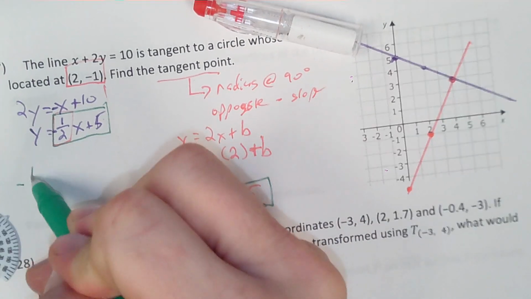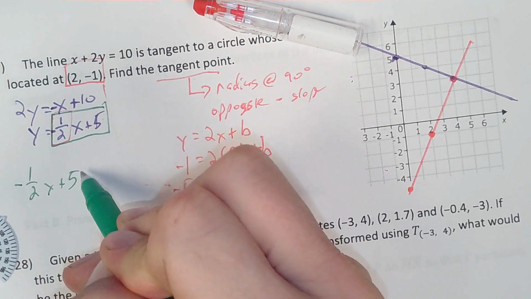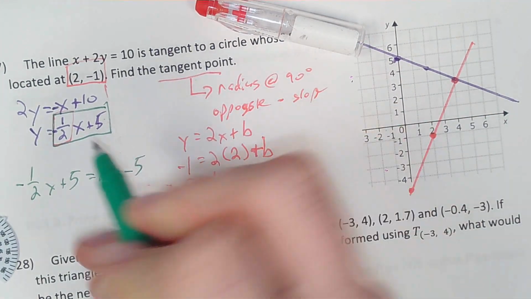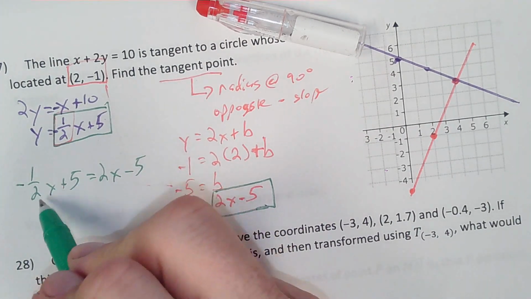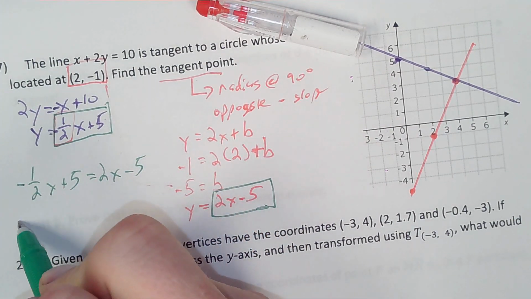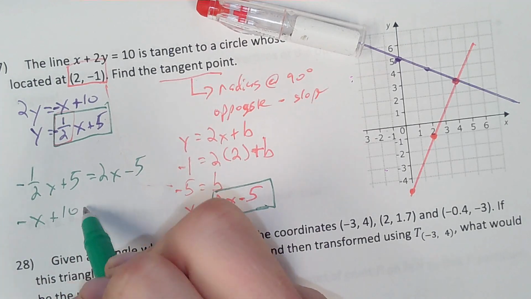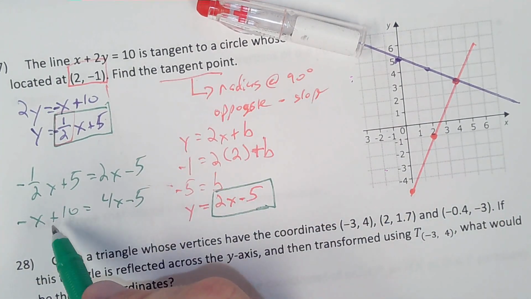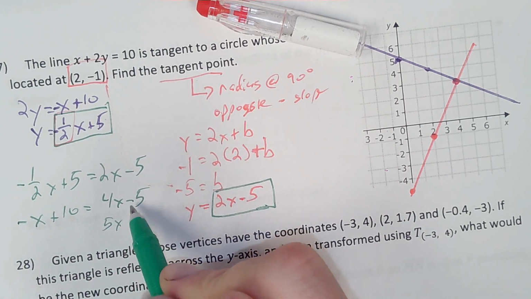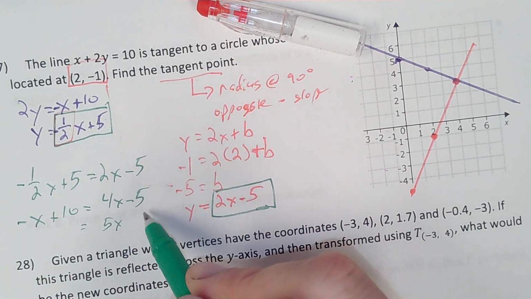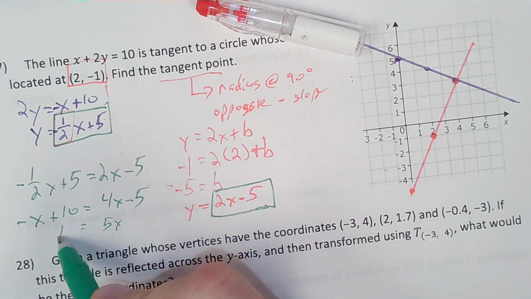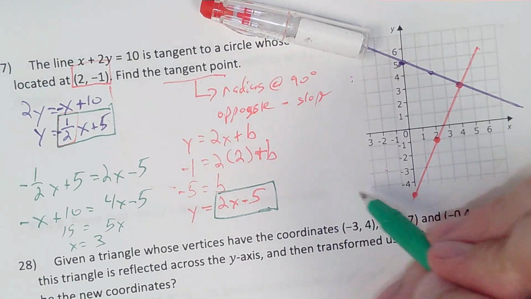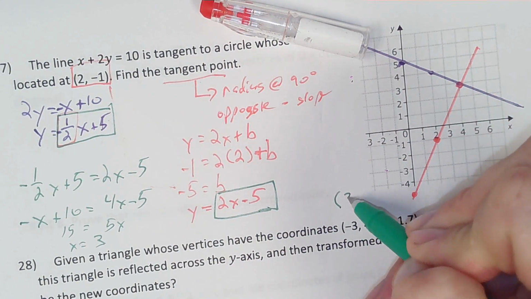So we're going to say negative 1/2 x plus 5 equals 2x minus 5. Multiply both sides by 2 to get rid of the negative 1/2 x. So it's going to be negative x plus 10 equals 4x minus 5. Bring this x over here, it's going to be 5x. Bring this over here, and that's going to become 15, so x equals 3. Okay, so our x value for our coordinate point is going to be 3.